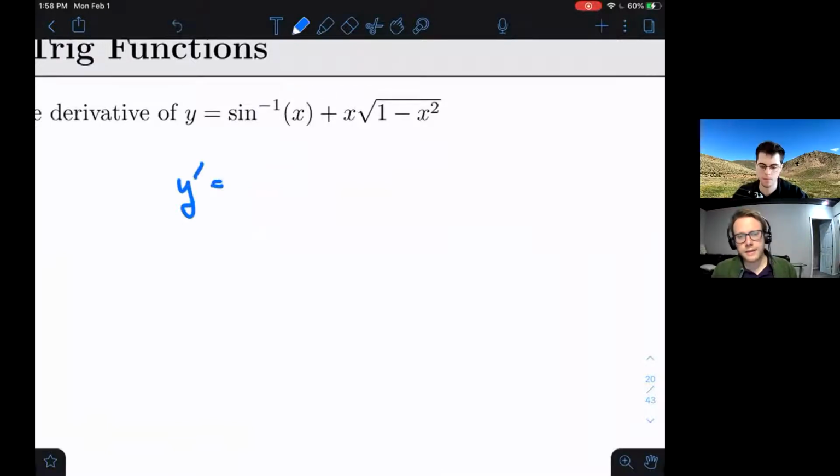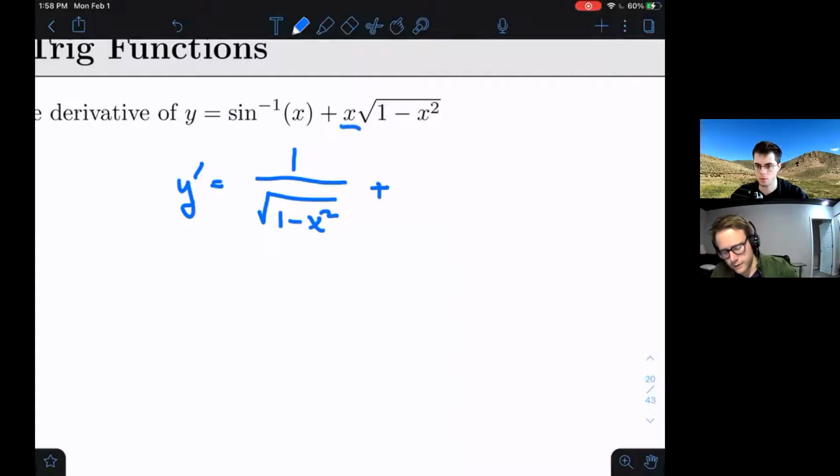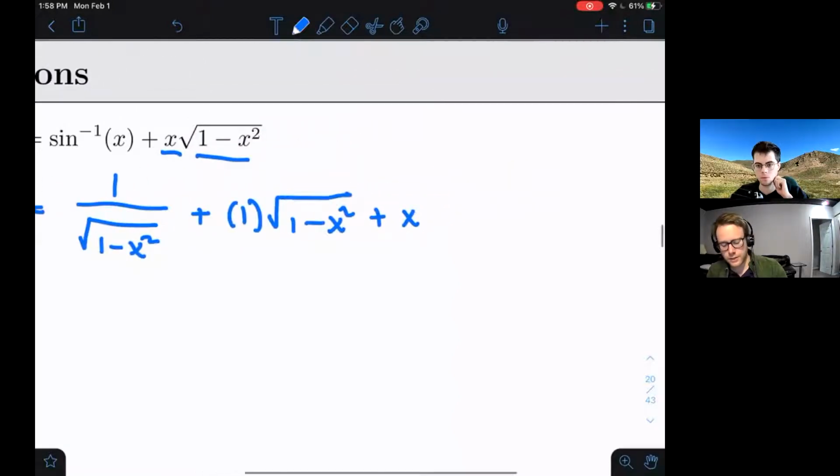When we take the derivative of sine inverse, this is one of these that you should have memorized. It's 1 over the square root of 1 minus x squared. And then for this second bit here, this is a product of 2 functions. Even though it doesn't have the multiplication symbol there, it's a product of 2 functions in terms of x. So we have to use the product rule. The product rule goes the derivative of the first times the second plus the first times the derivative of the second.